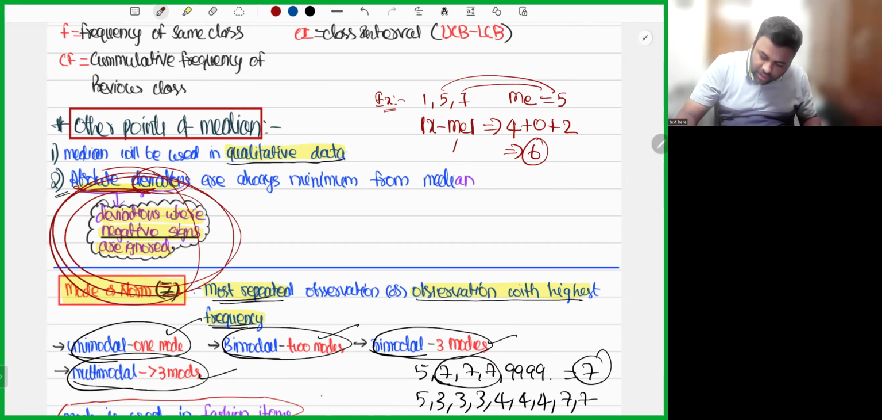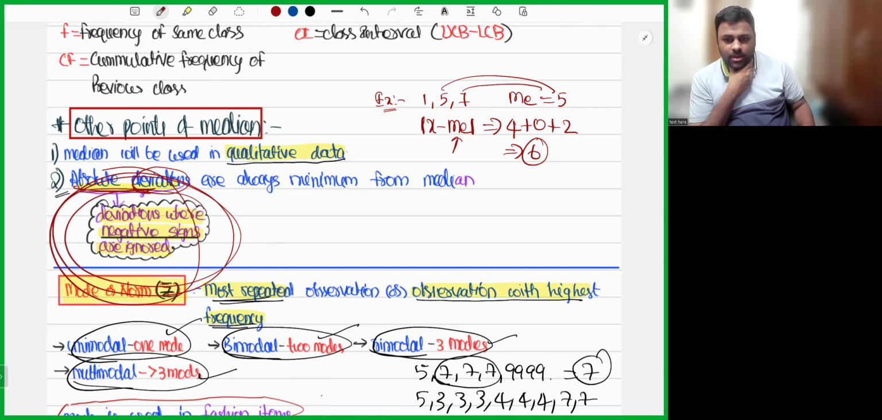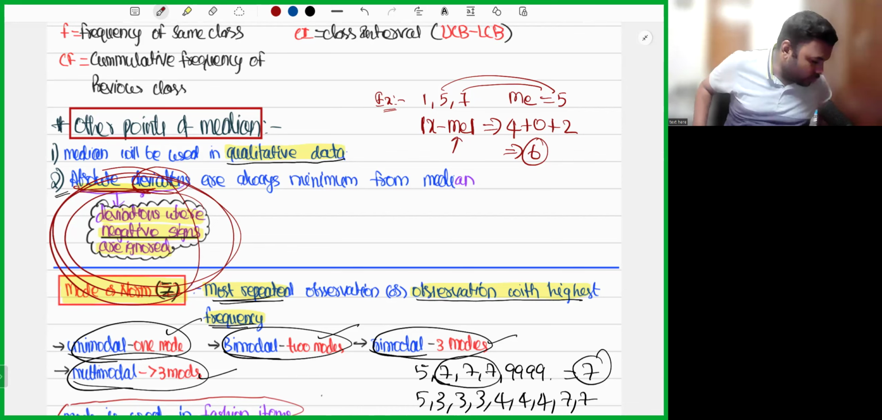Now here, instead of median, if you keep mean or mode, the value will always be equal to 6 or greater than 6, but it will never be less than 6. That's what I'm saying. The sum of absolute deviations taken from the median is always minimum. Now, what are absolute deviations? Deviations where negative signs are ignored. So I hope the concept is clear. Yes, the point is clear. Now, let's proceed to the next one.